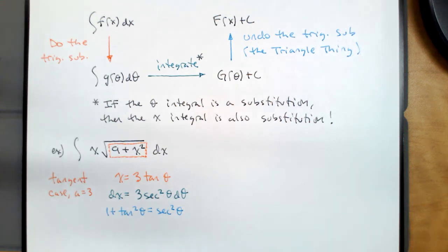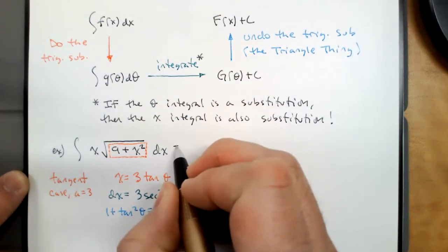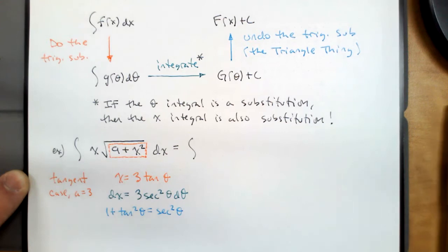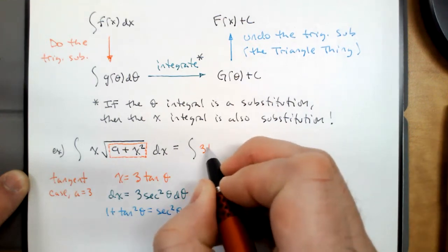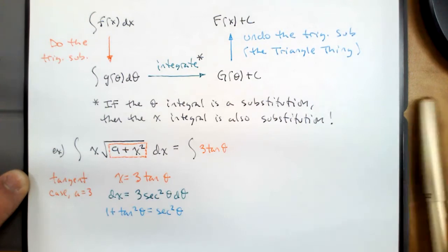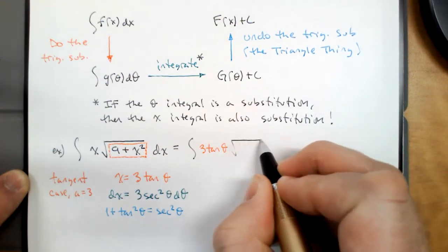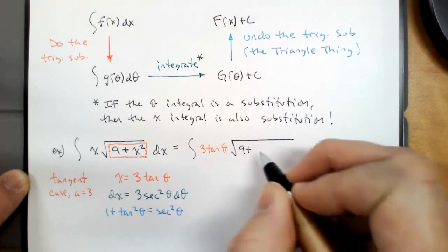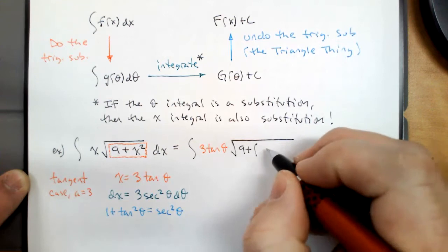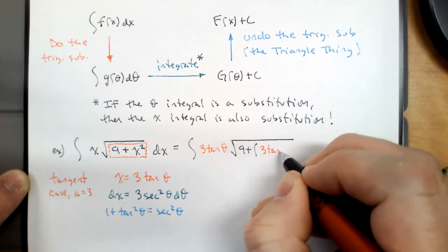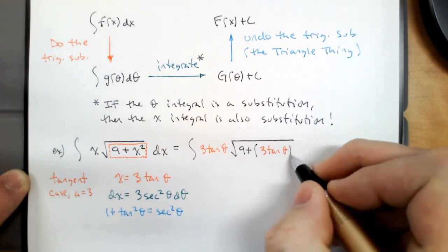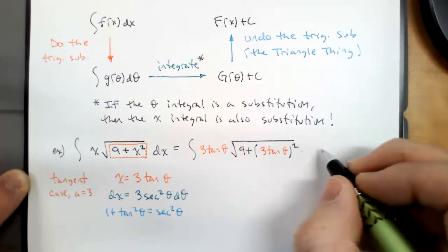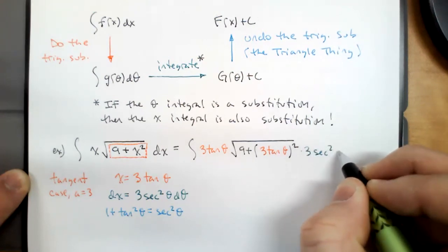Let's substitute our things. The x has to get replaced with 3 tangent theta. Then we'll have the square root of 9 plus 3 tangent theta squared. And then the dx is 3 secant squared theta d theta.